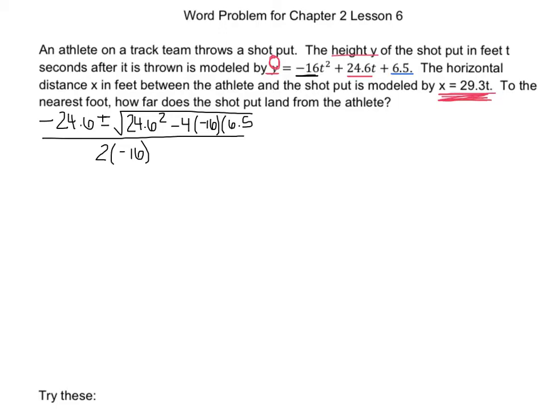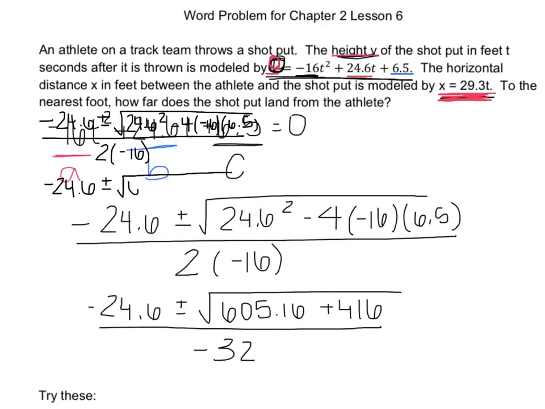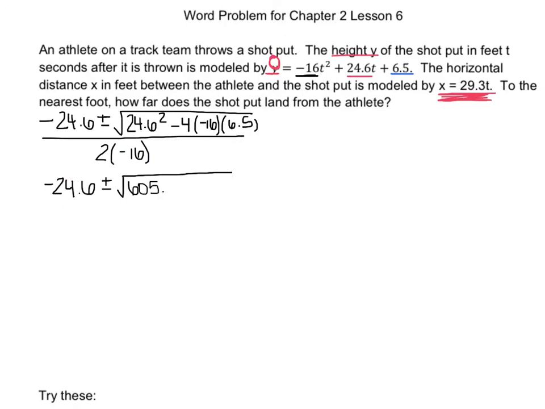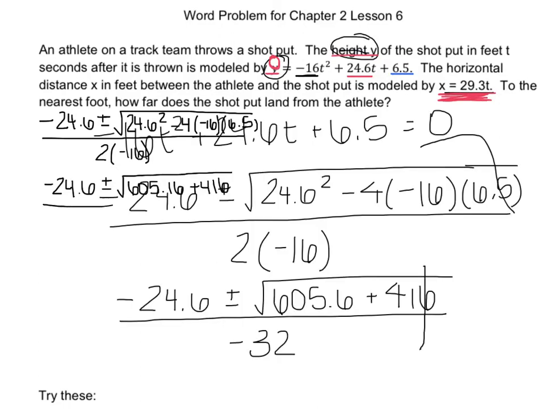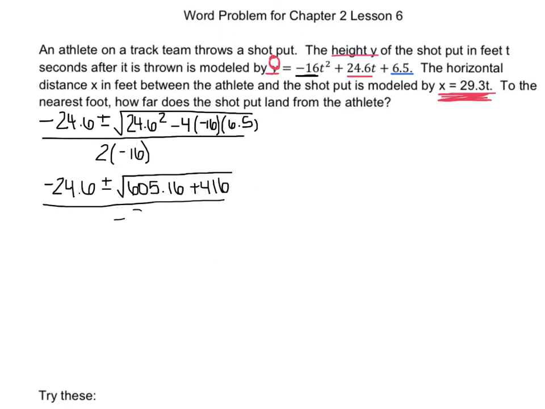Once you get the numbers plugged in, all that we then need to do is simplify. So we've got that negative 24.6 out front, and we have a plus or minus, and we still have our square root. Well, let's find 24.6 squared. So 24.6 squared is 605.16. Then we have a minus 4 times a negative 16 times 6.5, and we get a plus 416. And that is all over 2 times negative 16, which is negative 32.